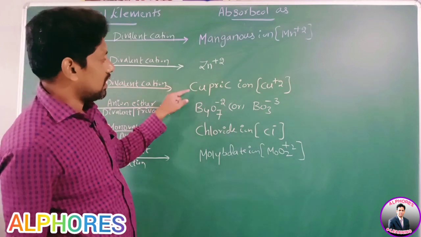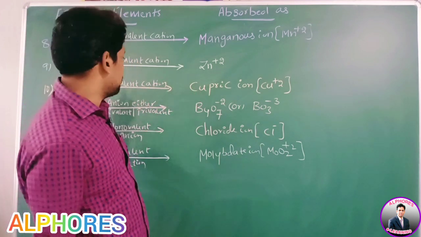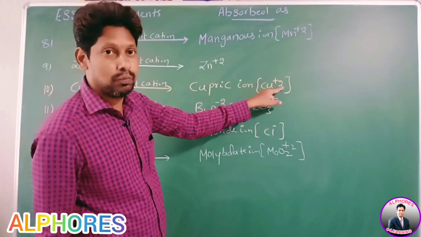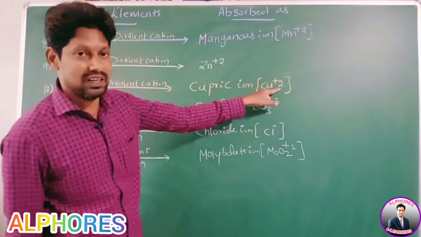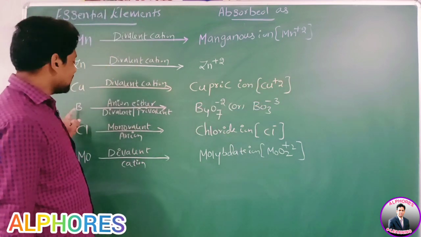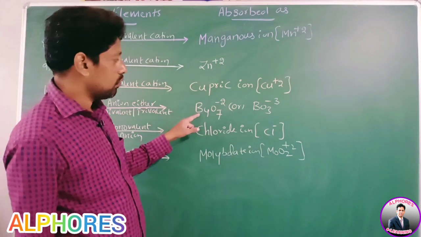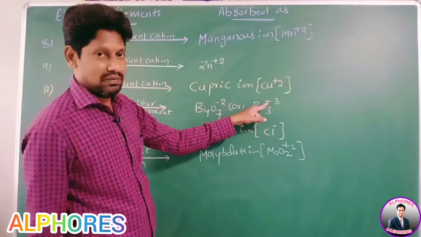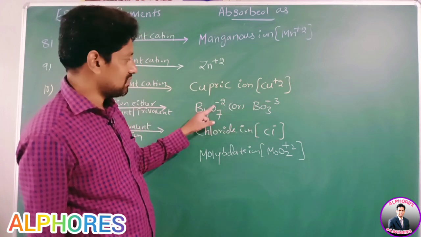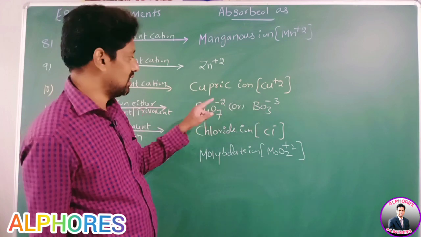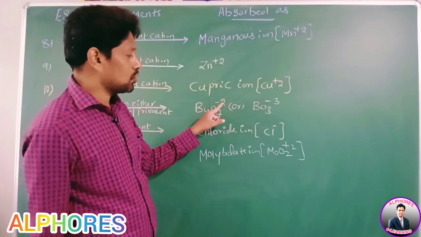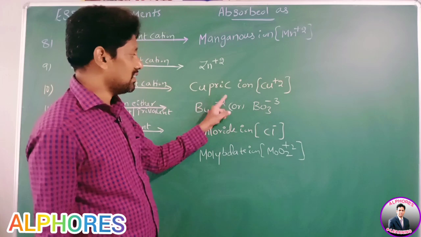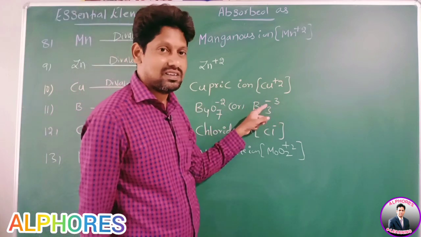The plant absorbs copper as cupric ion, that is Cu plus 2, a divalent cation. Boron: the plant absorbs boron as B4O7 minus 2 or BO3 minus 3, right? B4O7 minus 2 is a divalent anion, and BO3 minus 3 is a trivalent anion.